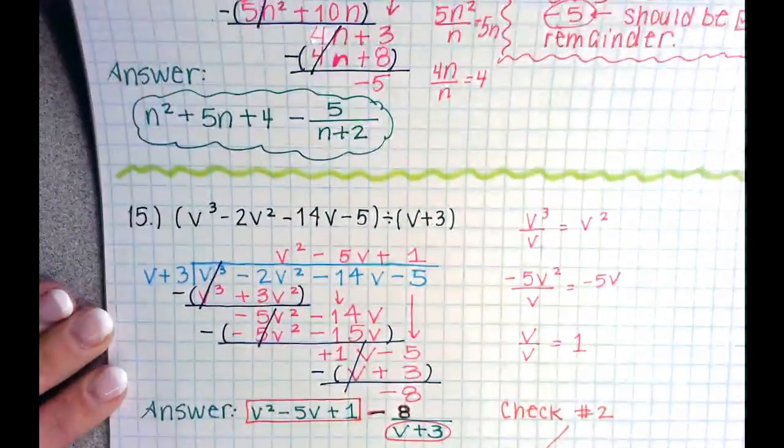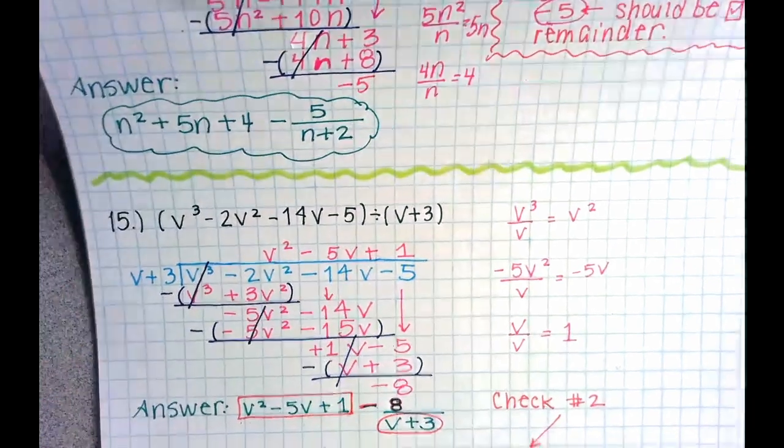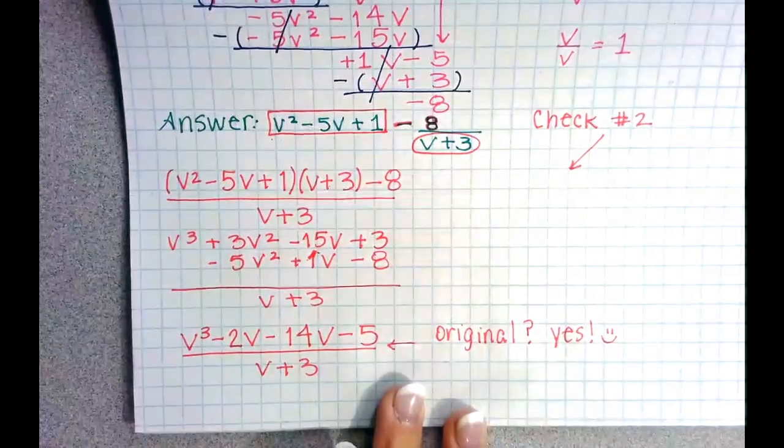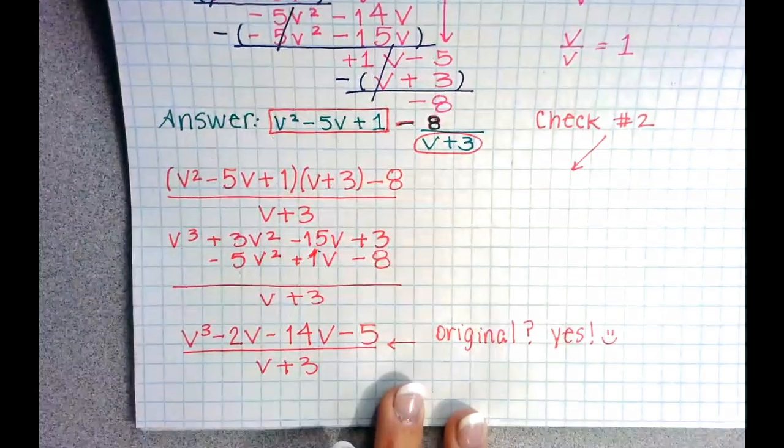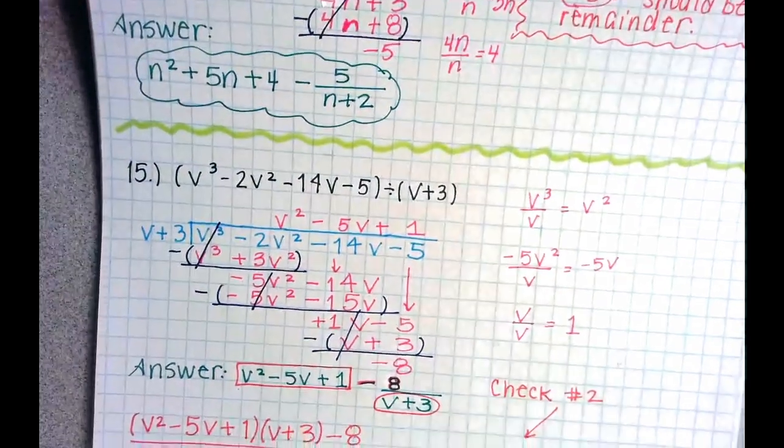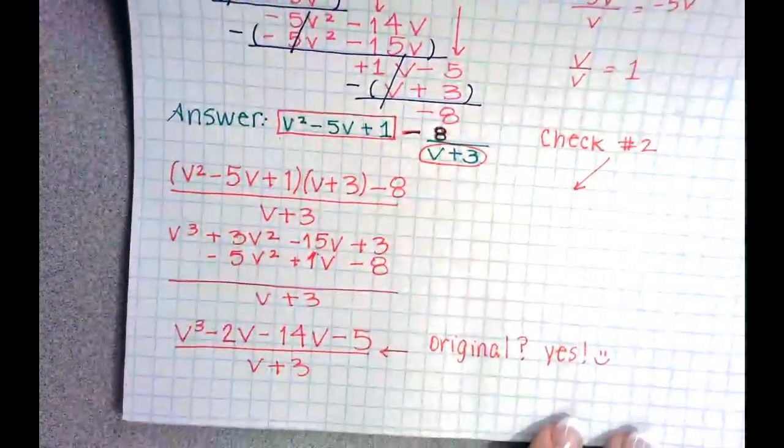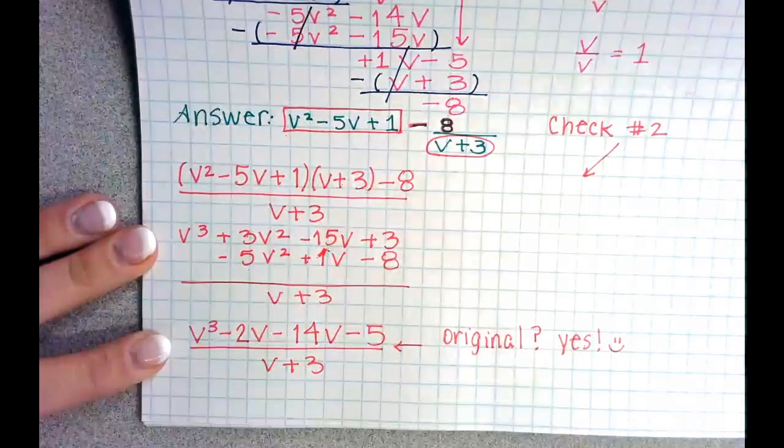Now in the next example I do for you, I'm going to show you a totally different type of check. It's going to involve using Desmos. So we'll look at that in a minute. Try 16 by yourself and then come back here when you need 17.